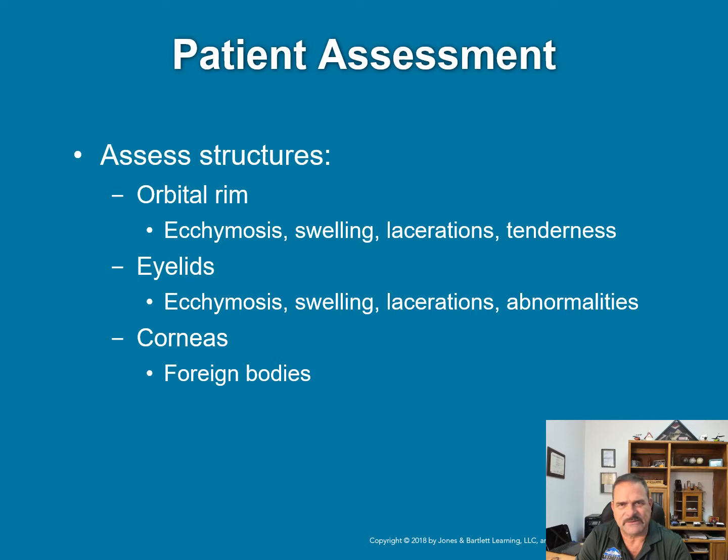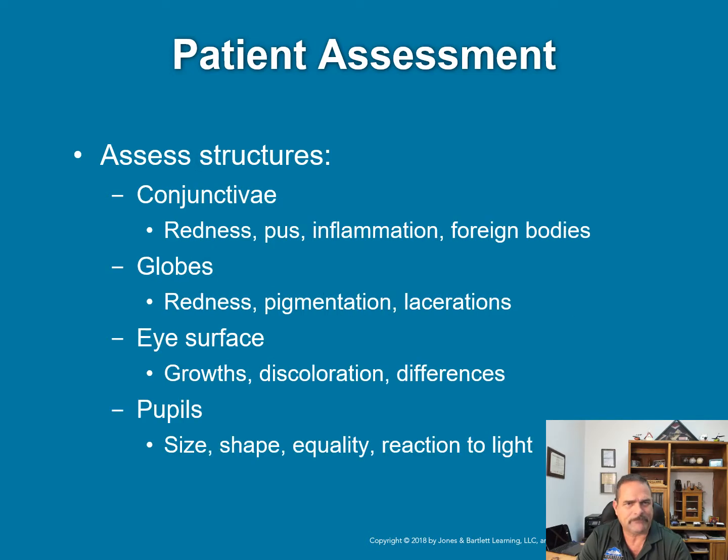You're assessing the following visible ocular structures: the orbital rim, looking for ecchymosis, swelling, lacerations, any tenderness. Also, you take a look at the eyelids. Same thing: ecchymosis, swelling, laceration, any other abnormalities. Take a real close look at the cornea and make sure that there are no foreign bodies in there. All right, so other things we're looking at: conjunctivae, the redness, any pus or inflammation, the globes themselves.